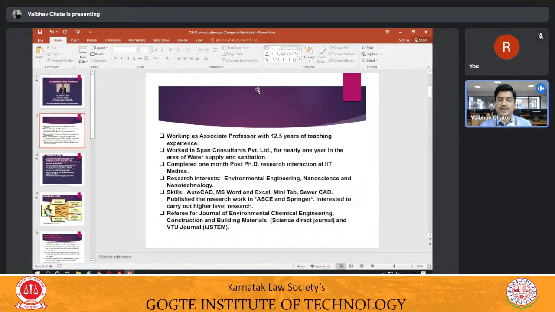Coming to my educational qualification, I have done my PhD in civil engineering science, and I have undergone post-PhD research interaction at IIT Madras. My research interests are in the field of environmental engineering, nanoscience, and nanotechnology. I have skill sets in the design of experiments, and in AutoCAD, MS Word, Excel, Minitab software.